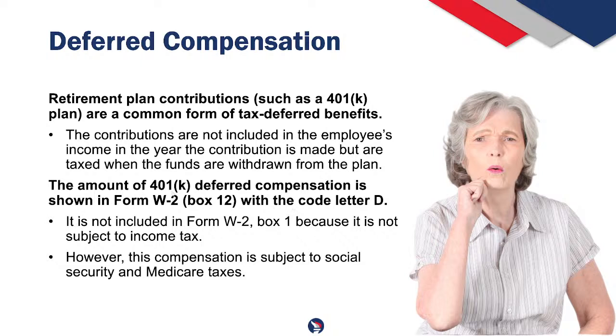It's here. The amount of 401k deferred compensation is shown in W2 box 12 with the code letter D. It doesn't have to be a 401k. This can also be other types of deferred compensation plans. It's something I believe gets talked about tomorrow. There are other types of deferred compensation. The most common is the 401k, but there are other things that could show up in box 12 with the code letter D that are appropriate. They're just not 401ks.